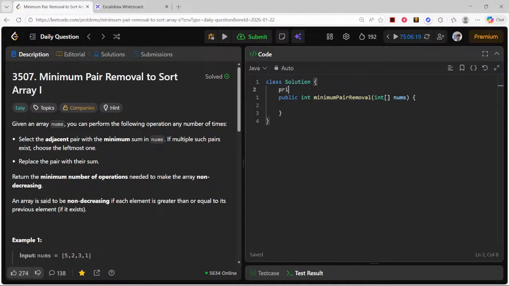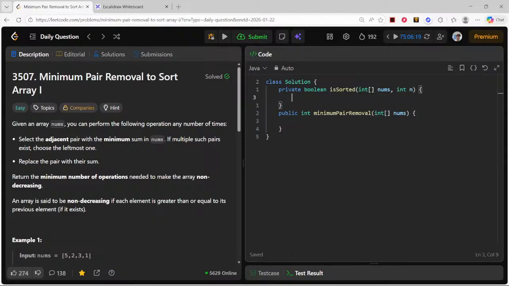So, private boolean isSorted, with int[] nums and int n.